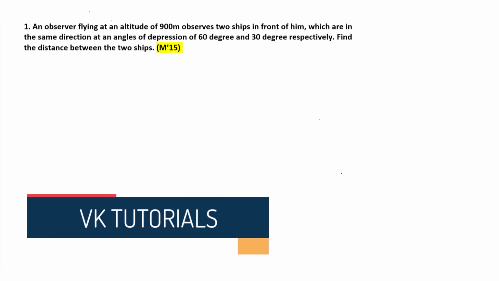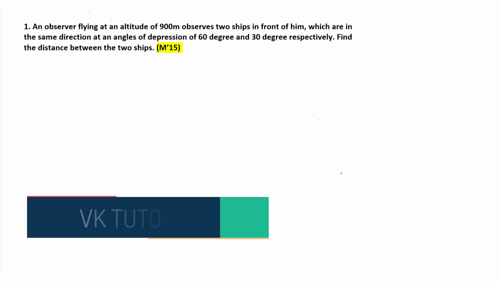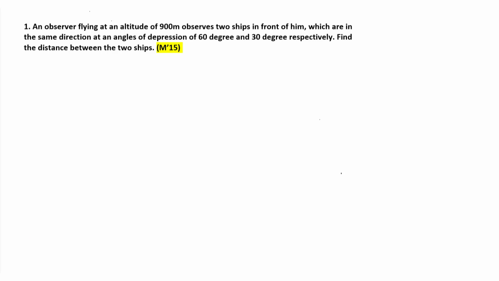First question is, an observer flying at an altitude of 900 meter observes two ships in front of him which are in the same direction at an angle of depression of 60 degree and 30 degree. Find the distance between the two ships. So we have to find the distance between the two ships. Solution.